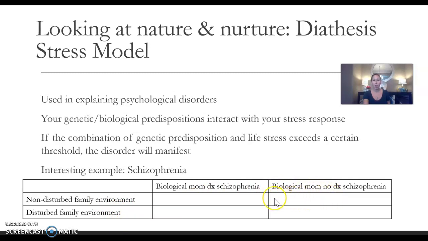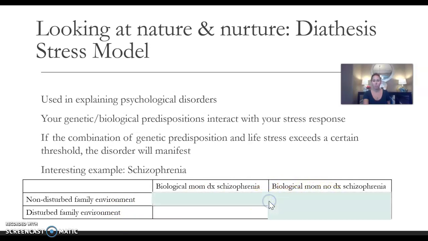So in all three of these groups, the biological mom who had schizophrenia but the kid was raised in a non-disturbed family environment, and the biological mom without schizophrenia, for all three of these groups, the likelihood that that child would end up later being diagnosed with schizophrenia was all about the same, and it was all very low. There was like a 4.8 to a 5.8%.